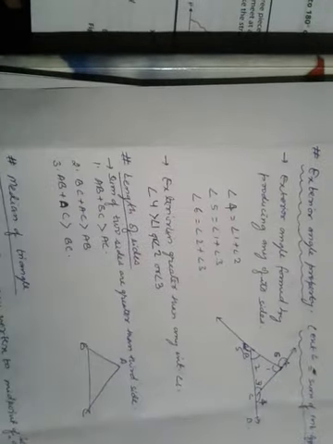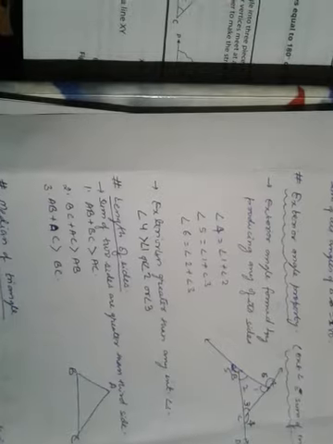You have to keep this in mind when we are doing proofs. Also keep in mind that this angle 4 is always greater than angle 1, angle 2, or angle 3. Like this, angle 5 is also greater than 1, 2 and 3, and angle 6 is also greater than 1, 2 and 3.